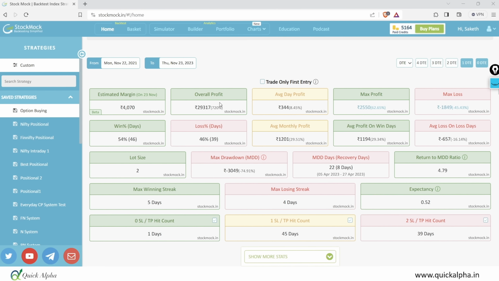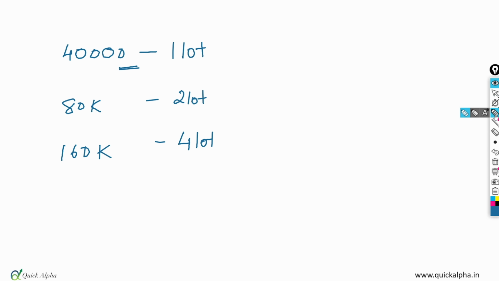So right over here, you can see that in the past 2 years, you have got a return of 720%. So this is the total return you have gotten in the past 2 years. If you are using 40,000 per lot, instead of 720%, you are going to have a return of 72% in the past 2 years. So that means this is also an average return of close to around 36% a year. In my opinion, 36% a year is a fantastic return because it is almost close to around 3% a month. But also note that this does not include the cost of brokerage.